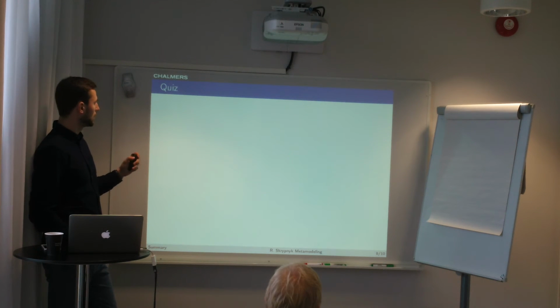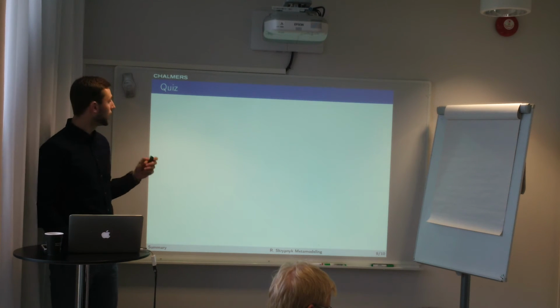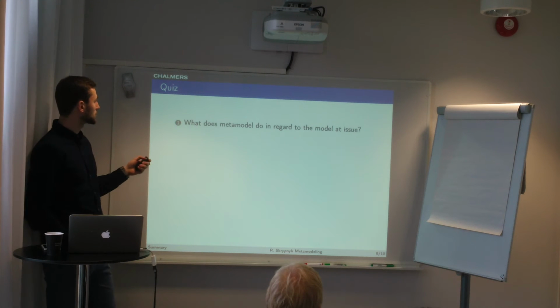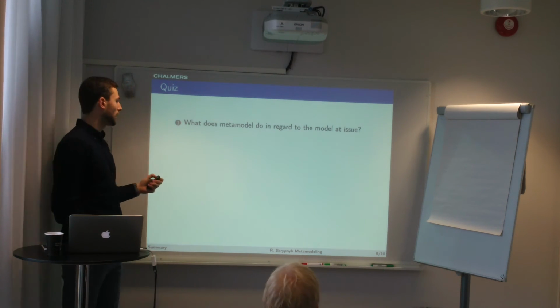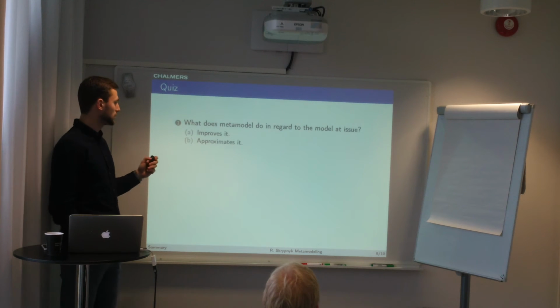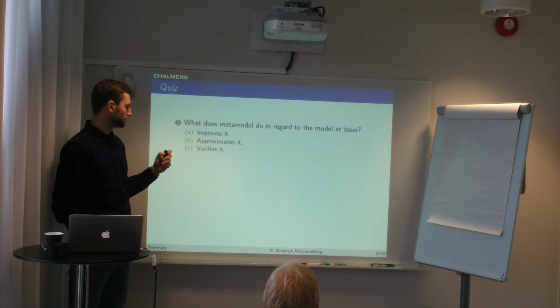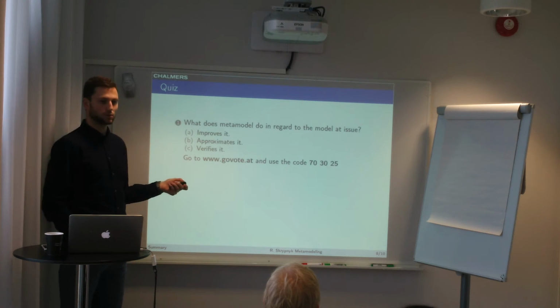Okay. All right, and now I would like you to answer my question, just to verify that you have understood what I've asked you. What does a metamodel do in regard to the model at issue? A, it improves it. B, approximates it. And C, verifies it. Okay, please go to govote.app and use this code.